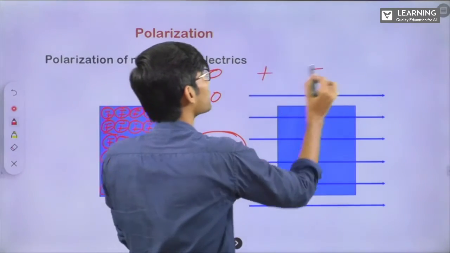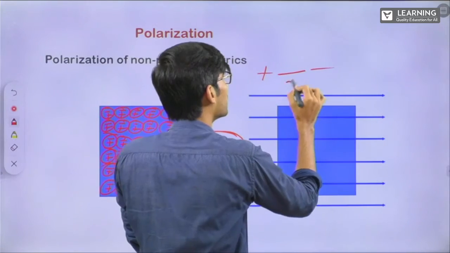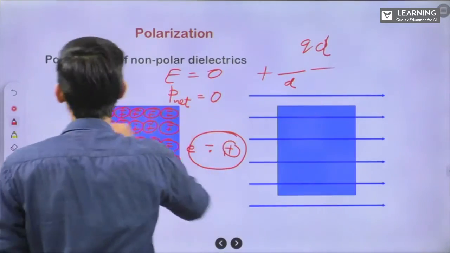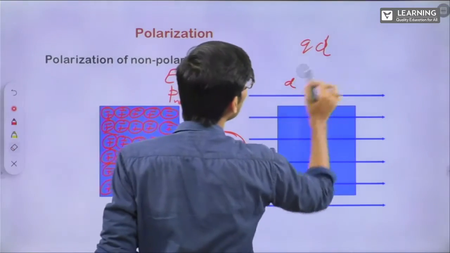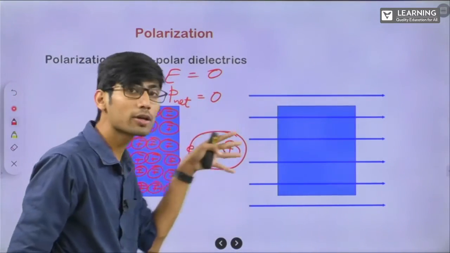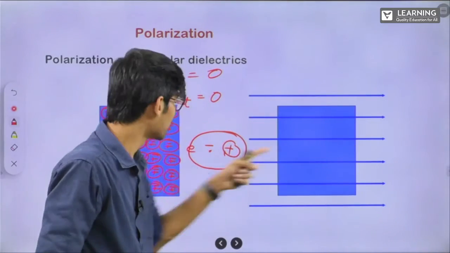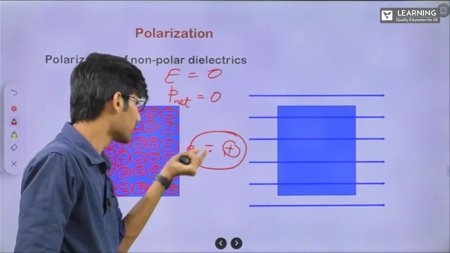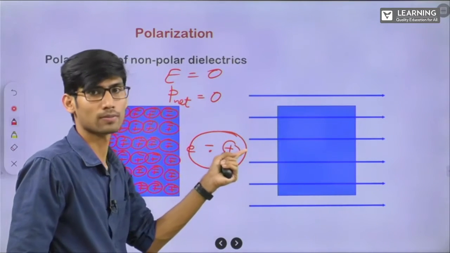Positive charge, negative charge, if they are kept at a separation D, dipole moment is Q into D. That's what we have learned in physics, correct? So dipole moment will be there when the charges are kept at some separation. Here, just because of this electric field, this charge will come this side, this positive will shift this side, the nucleus will be this side, this orbit will be shifted a bit like this, right?